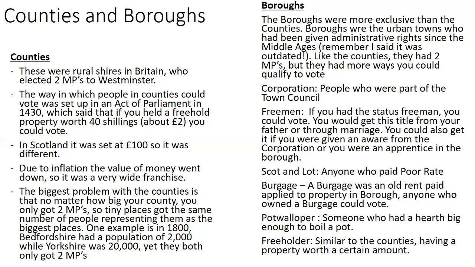Scot and lot, anyone who paid poor rate. Now, poor rate was a special tax that the rich would pay to help the poor people in society. So if you paid the scot and lot, you would be able to vote.